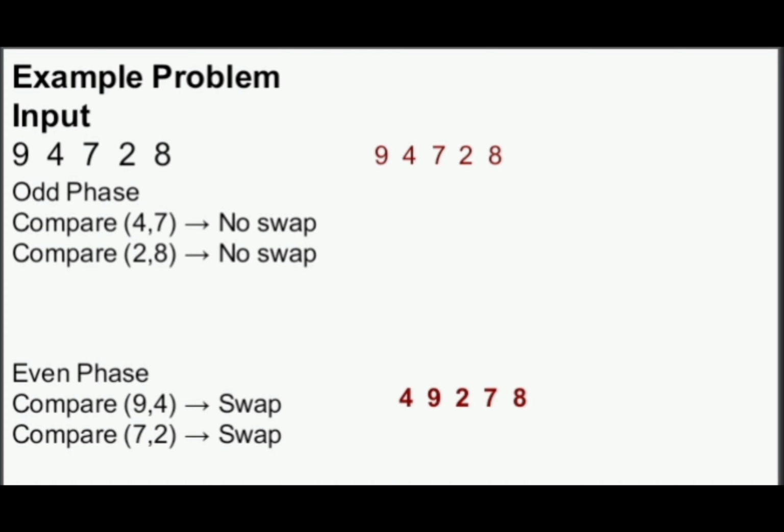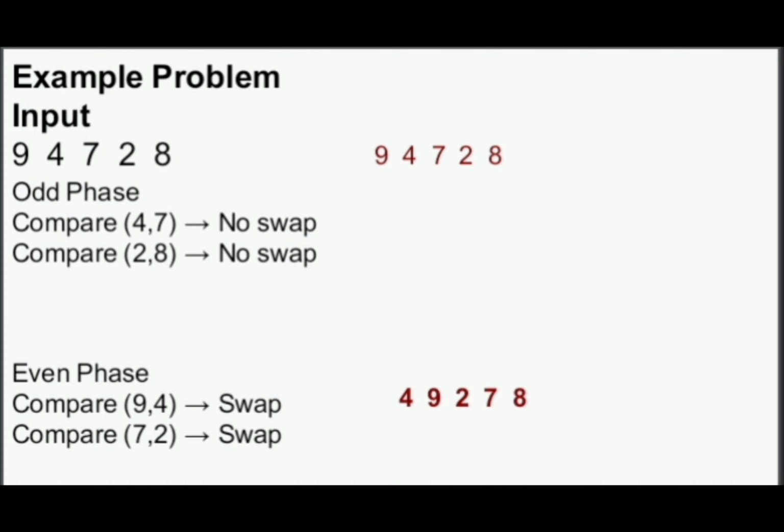Even phase. Now compare elements at positions 0, 1, 2, 3. Current array 9, 4, 7, 2, 8. Compare 9, 4. 9 is greater than 4. They are in the wrong order. Compare 7, 2. 7 is greater than 2. They are in the wrong order. Result after first pass: 4, 9, 2, 7, 8.